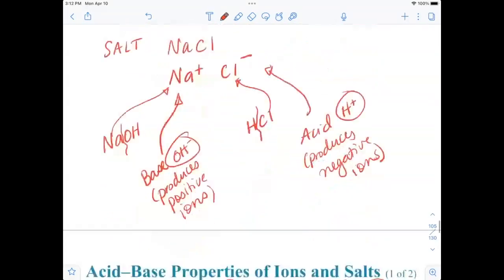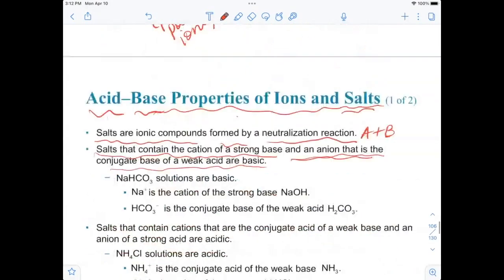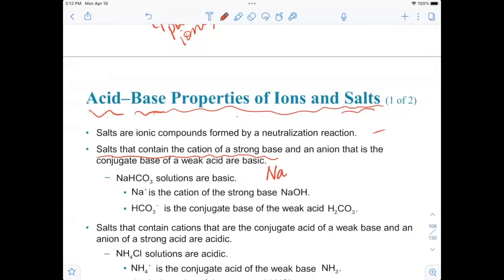Okay, so that concept is important for you to understand what is written down here. So now they're saying, right here, salts that contain the cation of a strong base. So cation of a strong base, that could be like sodium because the cation came from the strong base. And an anion that is the conjugate base of a weak acid. So the anion came from the weak acid.